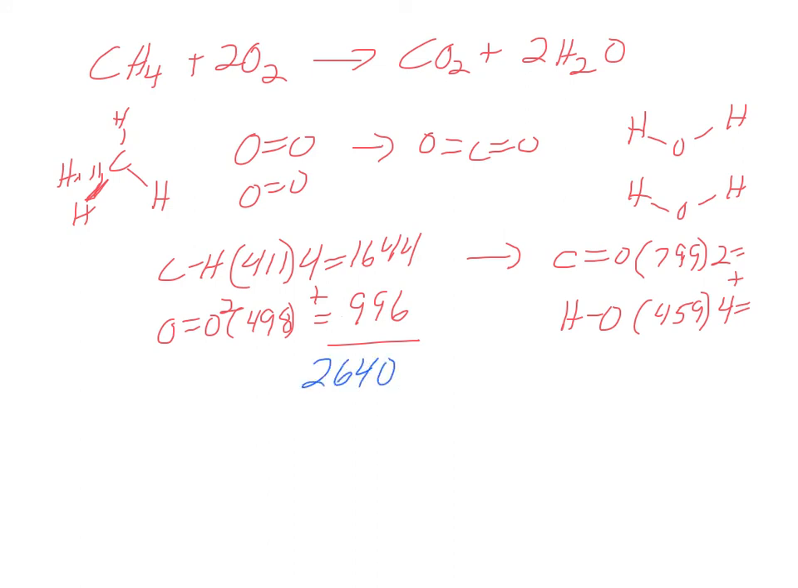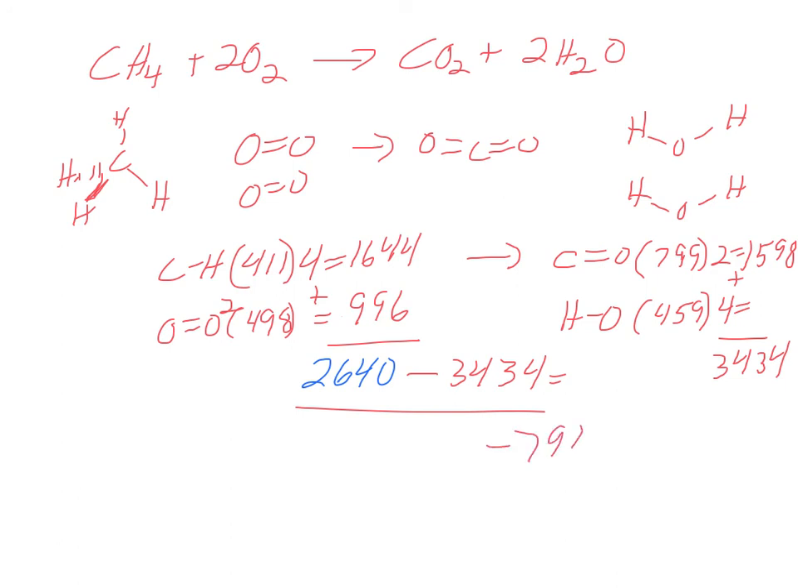Good. The other side. We'll just get you the total there. 4 times 459 is 1836, and 1598. Your total is 3434. So you take 2640 minus 3434. That number is going to be negative, about minus 794. If it's a negative number, you know it's exothermic.